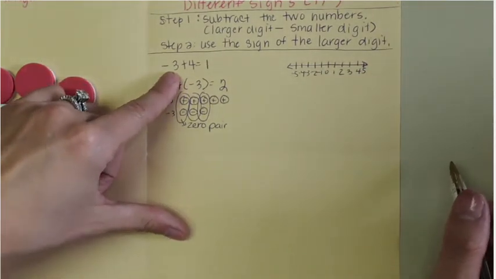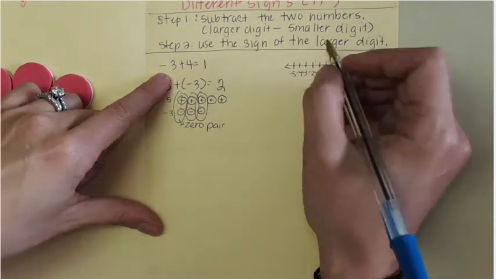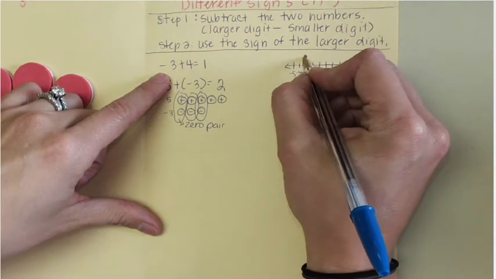Now, the first number is where you start on the number line. So this tells us that we're starting at negative 3. Always the first number tells you where to start. So you're going to put a dot above there.